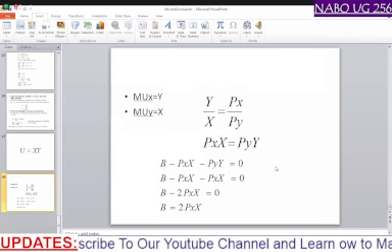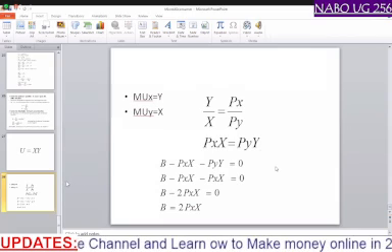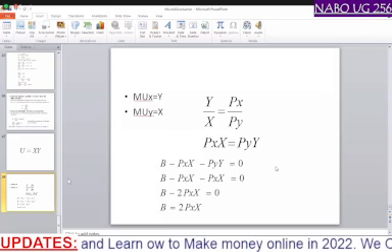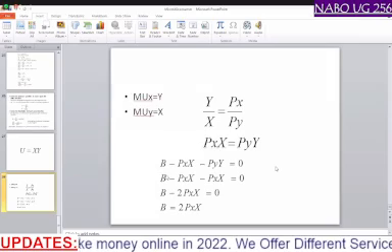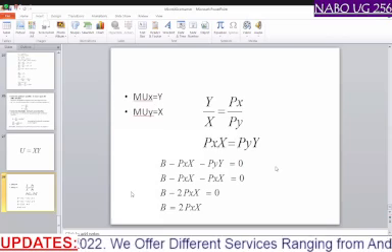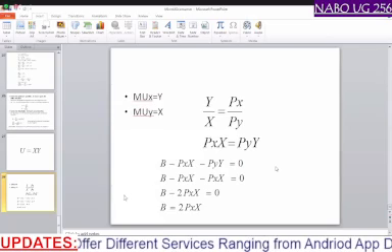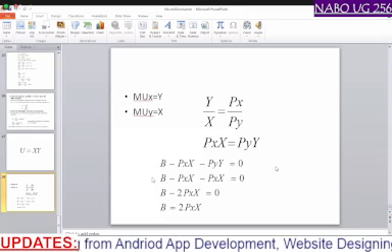Thank you, madam. Now, at first you had B minus PX X minus PY Y is equal to 0. But in the second equation, you have a different thing. It's PX X minus PY Y is equal to 0. So I'm also confused about that.